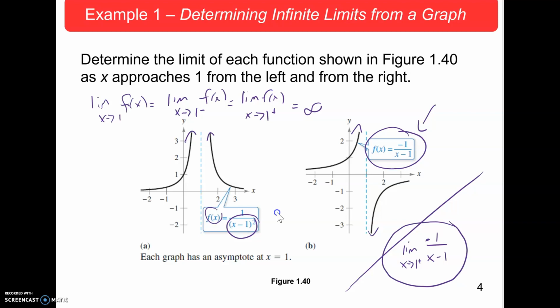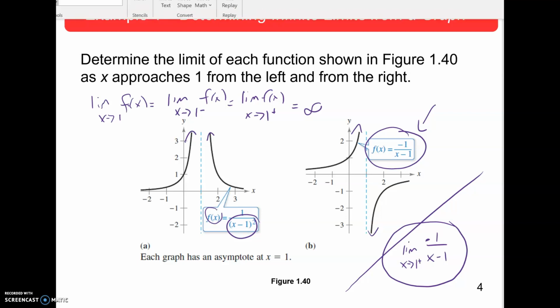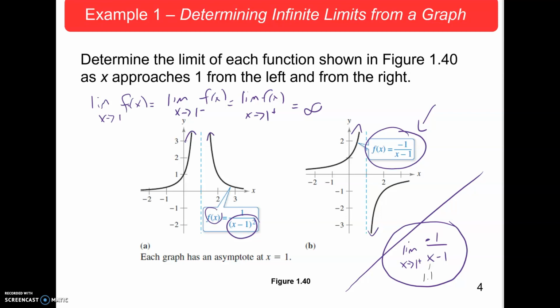What I would do is plug in a value that's just to the right of 1. Let's go with 1.1, right? Because that's bigger. I put in 1.1 here, and what do I end up with? Negative 1 over 1.1 minus 1 is 0.1. I don't really care that that's 0.1. I just care that it's a really small value and that it's positive, right? That's the key. And there's a fixed negative value in the numerator. So that ends up going to negative infinity, which we can see, of course, on the graph.